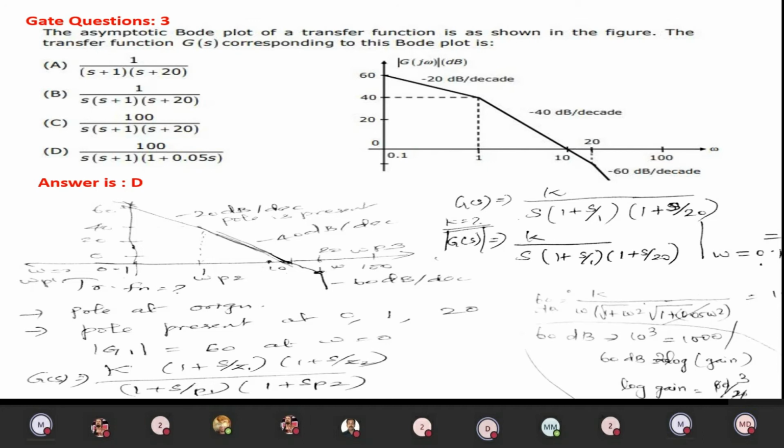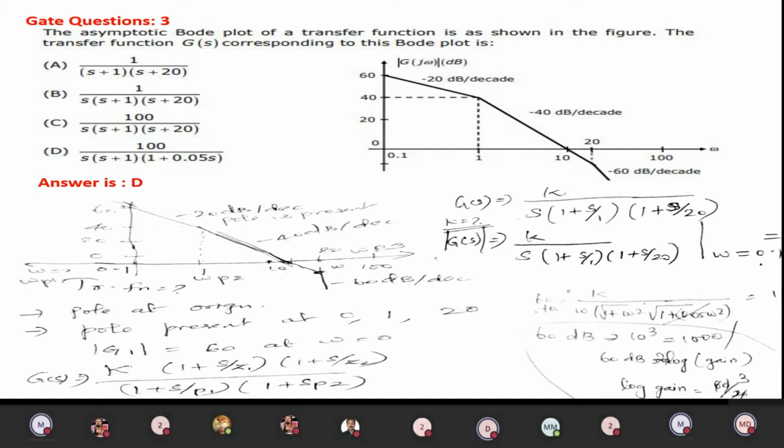Okay, so therefore a pole will exist at the origin, as well as here, where we have a change in slope at 1. Okay, and then we have a change in slope at 20. So therefore poles will be at the origin as well as at 1 and 20. So these are the three poles available.